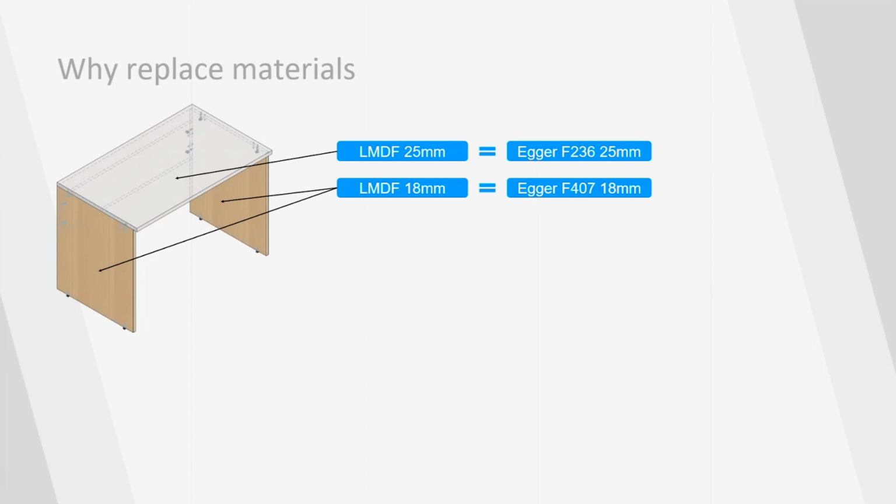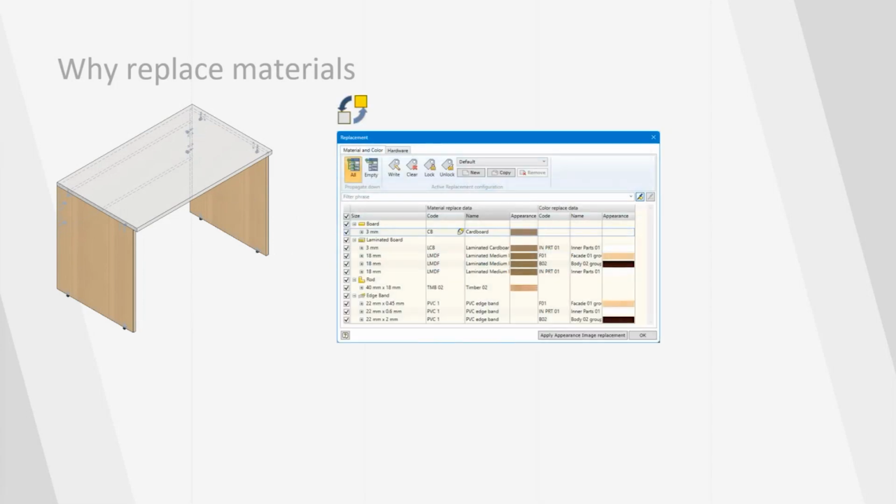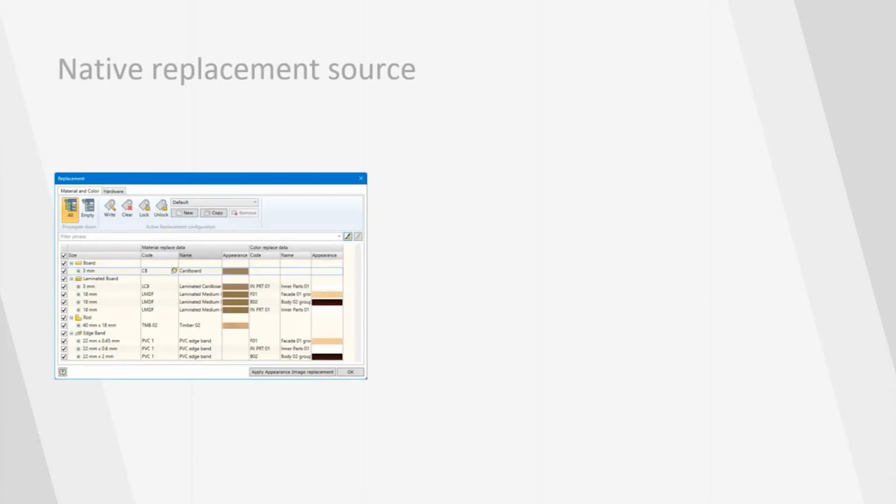The same principle applies to hardware elements. For instance, in a 3D model, we insert a minifix cam of the required size, and just before generating BOM, we can decide whether we want to use Blum or Hafele hardware for that. And this is where the replacement feature of Woodwork for Inventor comes into play. So, we have a replacement dialog where we can define concrete materials and hardware elements.